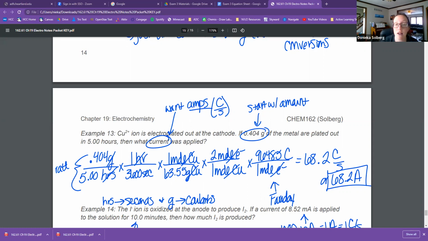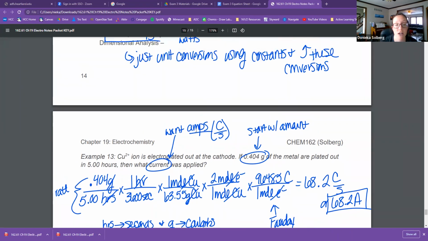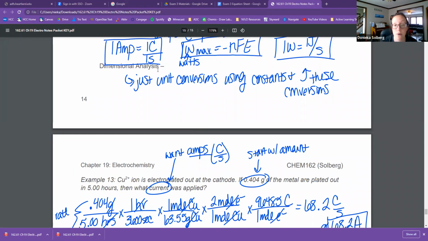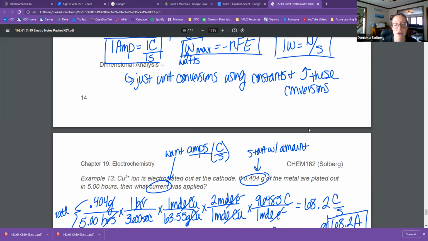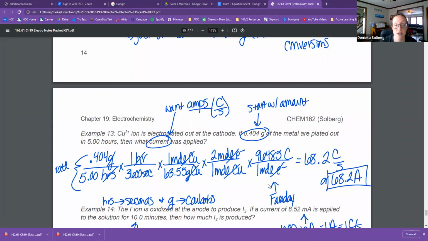Okay, so whenever we're doing electroplating and we're using masses and time and amps and all of that, these are essentially the conversions you're going to need. Okay, you're going to need the ones I put up here. An amp is a coulomb per second. A watt is a joule per second. And you're going to need Faraday's constant in order to get these to convert.